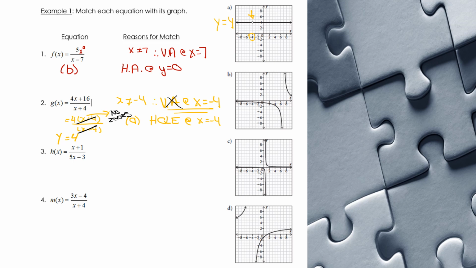All right, let's move on. By process of elimination, we're down to 2 graphs that could match here. H of x, no factoring there.